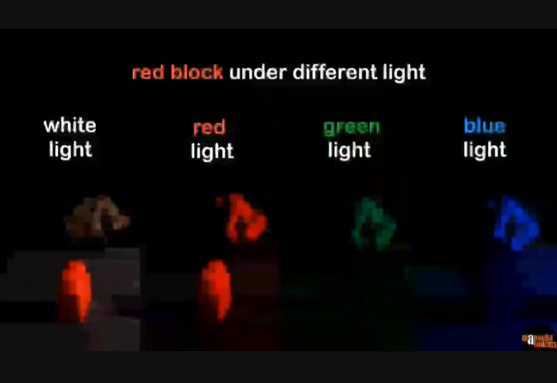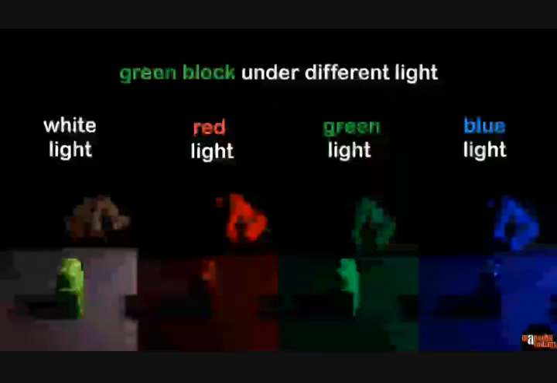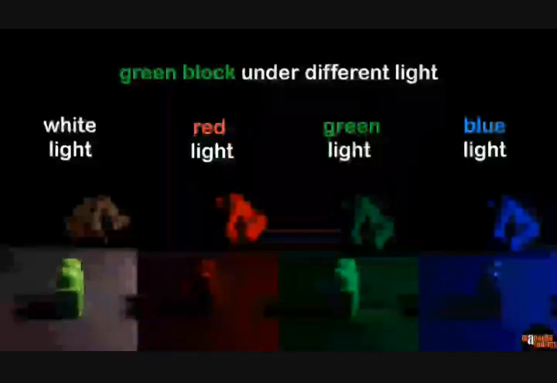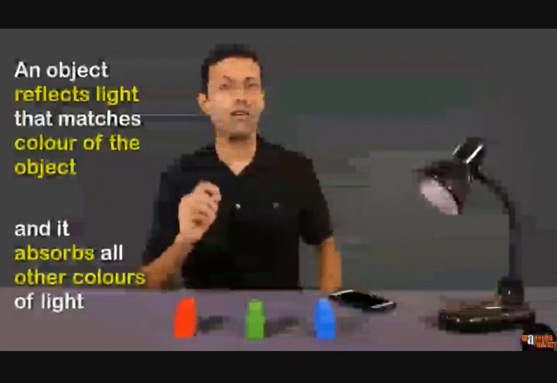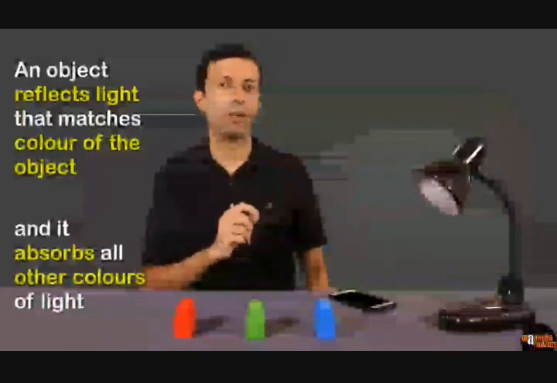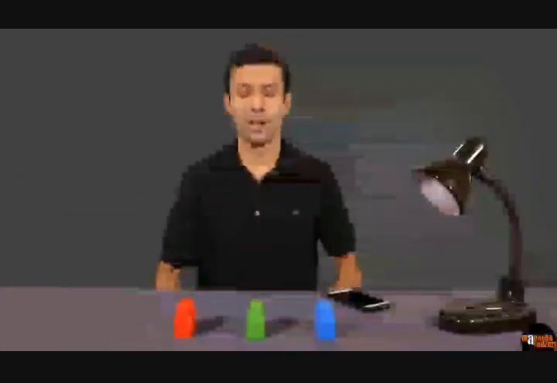But when placed in blue and green light, it looked black because it was absorbing the green and blue light and it was not able to reflect any light because it can only reflect red light. That's why it appeared black. Similarly, the green block was visible under green light but appeared blackish under red and blue light. And same is the case for the blue block. So clearly we can see that these objects are reflecting light of their color, but they are absorbing all the other colors.